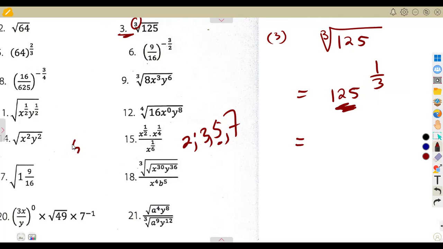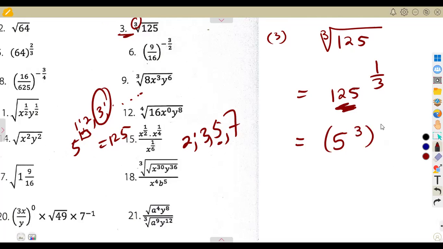But it is 5 to the exponent of what, which is going to give us 125? So you try on your calculator, 5 to the exponent of 1, 5 to the exponent of 2, to the exponent of 3, until you get 125. You are going to see that it is 5 to the exponent of 3, which gives us 125. So 125 is the same as 5 to the exponent of 3. But there is already an exponent of 1/3, which is outside. So an exponent and exponent multiply each other. 3 times 1/3, that is going to give us a 1. So this is 5 to the exponent of 1, which is a 5.